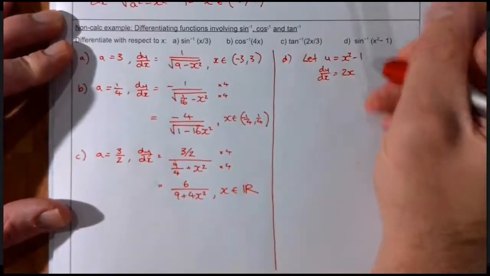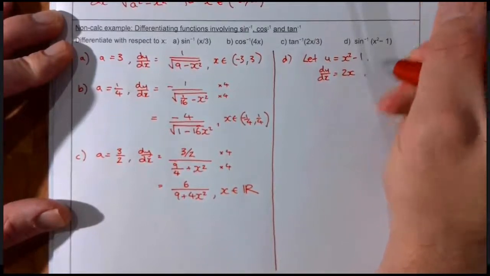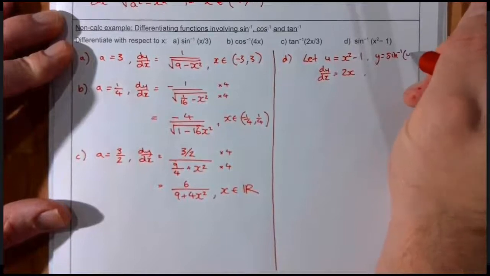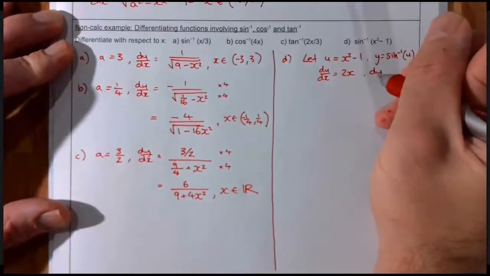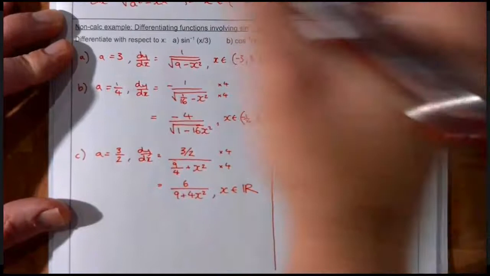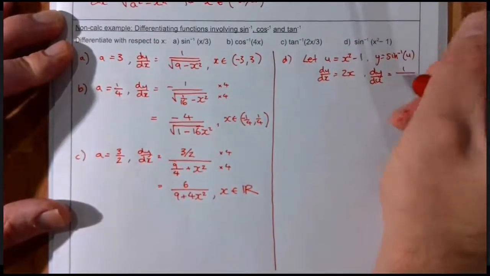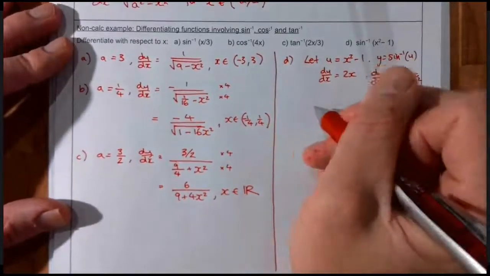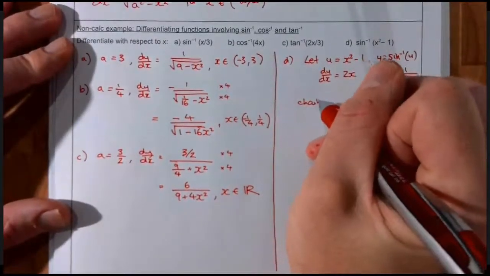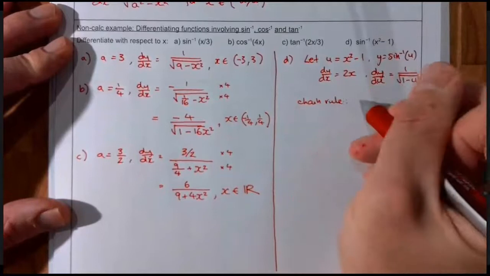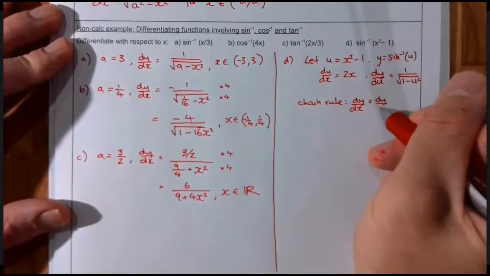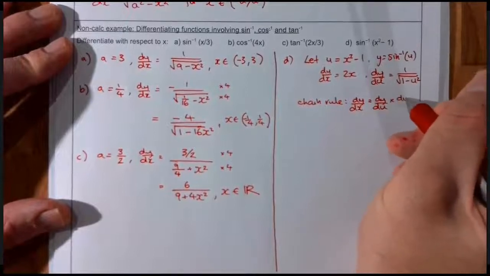So, if I do my block of 4, if I can squeeze it in here, this is where y equals sine inverse of u, so dy by du is going to be, using the formula, 1 over the square root of 1 minus u squared, and then applying the chain rule, dy by dx is the same as dy by du times du by dx.